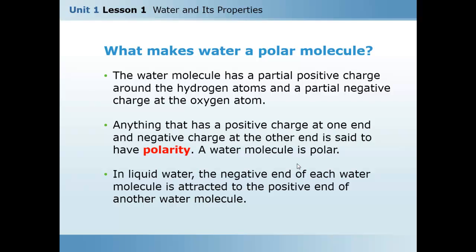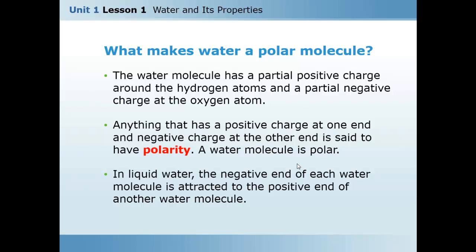In liquid water, the negative end of each water molecule is attracted to the positive end of another water molecule. Okay, so why do we call water polar? Because it contains negative charge and positive charge. Negative charge at the oxygen atom, positive charge at the hydrogen atoms. Why do we call it a water molecule? Because it consists of a group of atoms, 2 hydrogen atoms and 1 oxygen atom. What is the scientific or chemical formula for water?